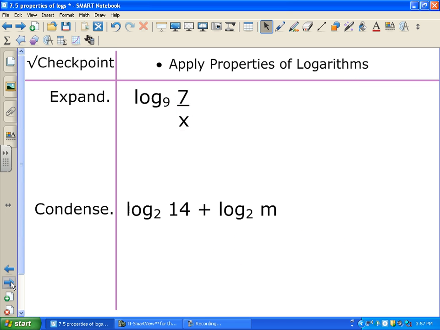Checkpoint for you guys. Pause the video, do these two problems. You're looking at log base 9 of 7 over x. And then I need you to condense log base 2 of 14 plus log base 2 of m. Again, you should be applying multiplication and division properties on these. Just expand and condense. Make sure you know how to do it. Pause the video. Unpause it when you're ready to move on.